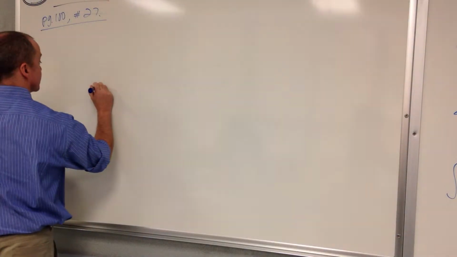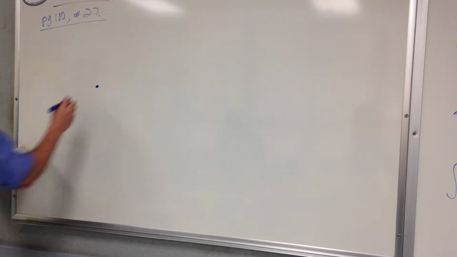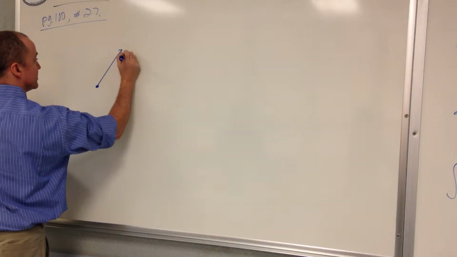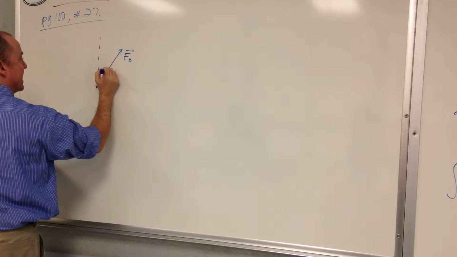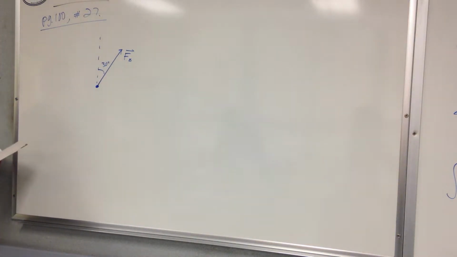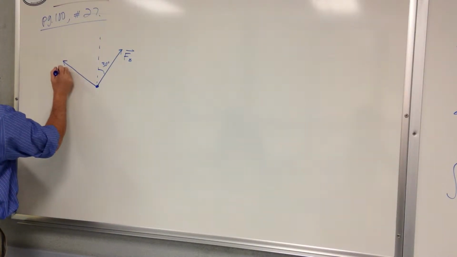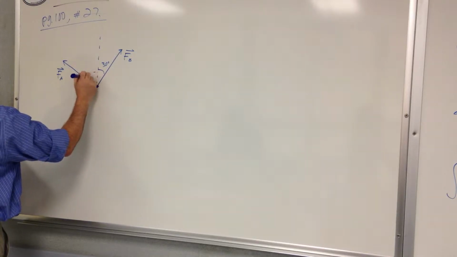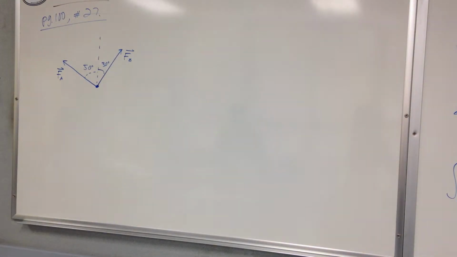Okay, here's the housing unit. We're just going to treat it like a body. I'm not going to draw the housing unit or the snowcats, but they say that force F sub B is pulling at a 30-degree angle to vertical, and force sub A is pulling at a 50-degree angle to vertical. Is that correct?